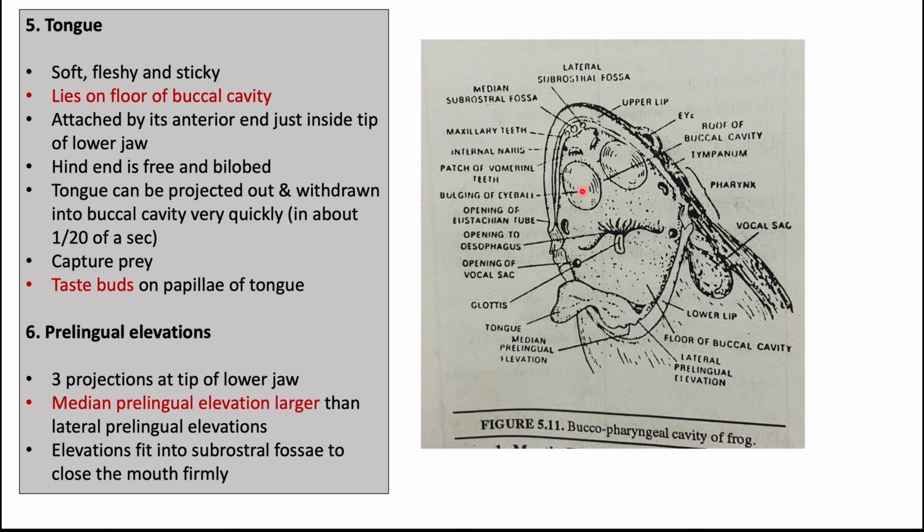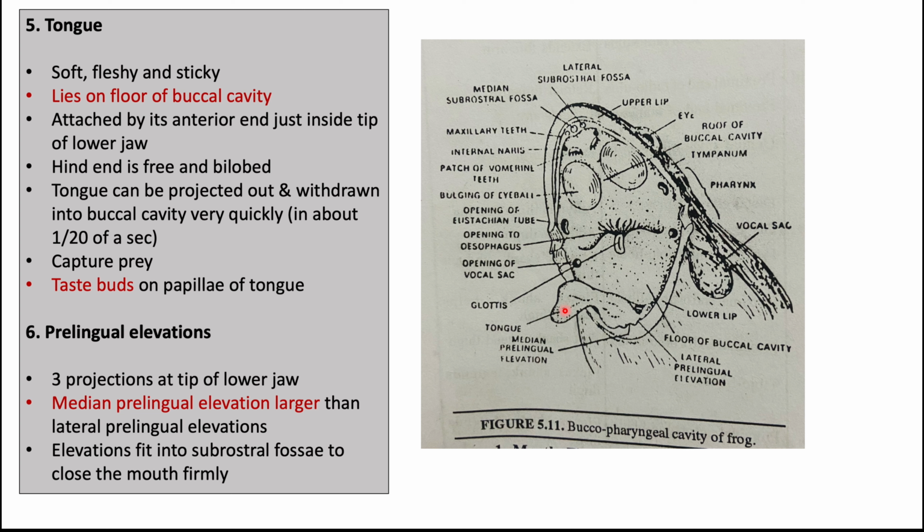As we can see, the tongue is present on the floor of the buccal cavity, and it is attached by its anterior end just inside the tip of the lower jaw. Here we can see the hind end of this tongue is free and bilobed. Look at this, there is bifurcation. So it is bilobed, and it is free.